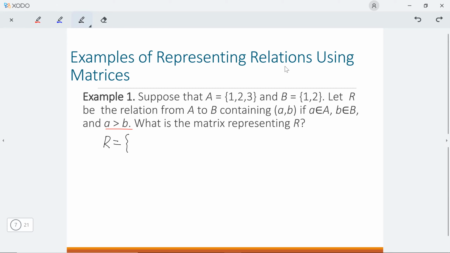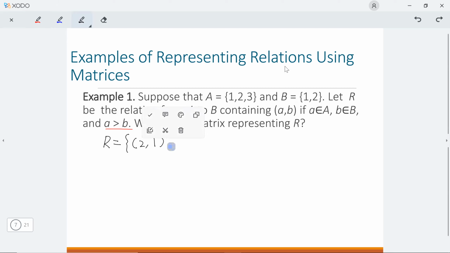Next, if we have the element in side A that equals 2, is there any element in side B smaller than 2? Yes, we have the number 1. So if we choose 2 from side A and 1 from side B, we have 2 greater than 1. This is an element that should be in our relation. Similarly, we try 2, 2. 2 is not greater than 2, so this is not a pair we want.